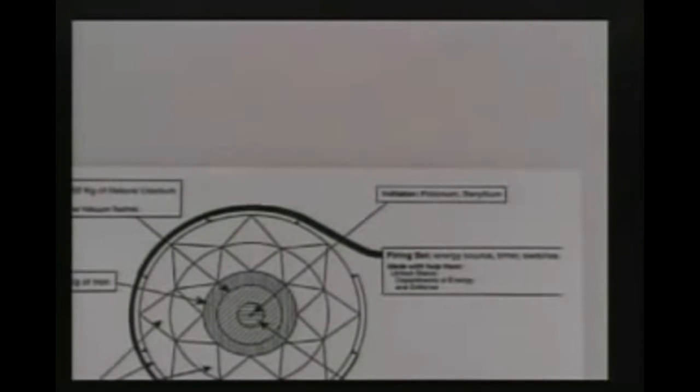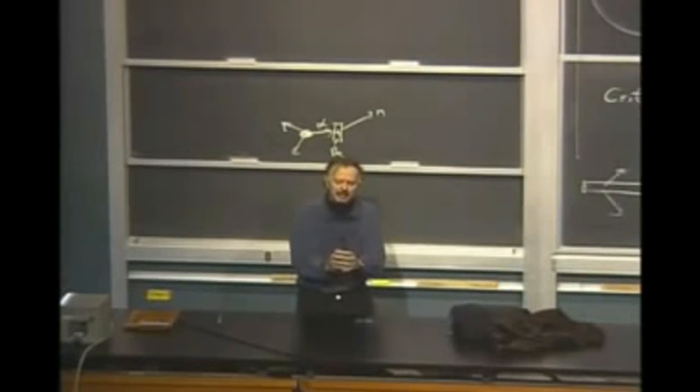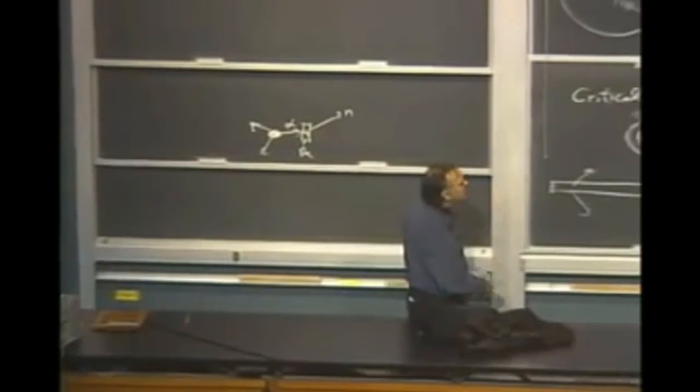15 to 18 kilograms. Well, let's see. Density of uranium is about 15 to 18, something like that. So 15 to 18 kilograms would be 1 liter. 1 liter of uranium, like a quart of uranium, will do it. Plutonium is smaller. A cup of plutonium will do it. A cup of plutonium. That's the critical mass. A cupful. That's because you get 3 neutrons out.